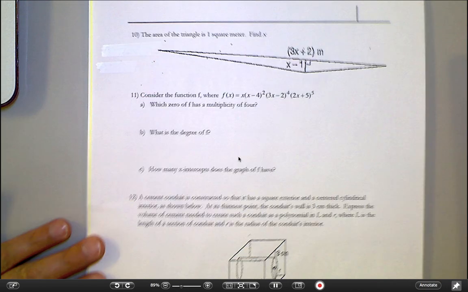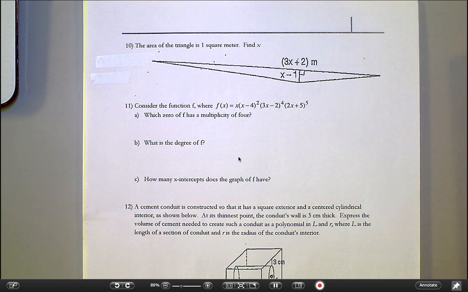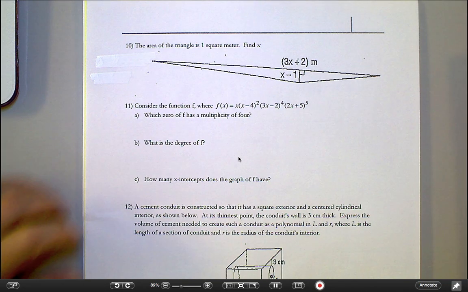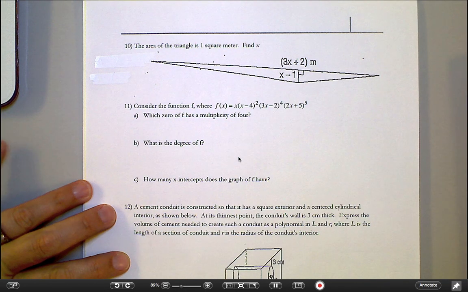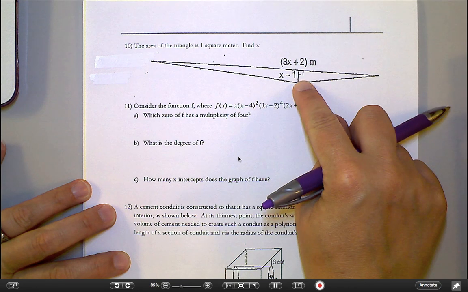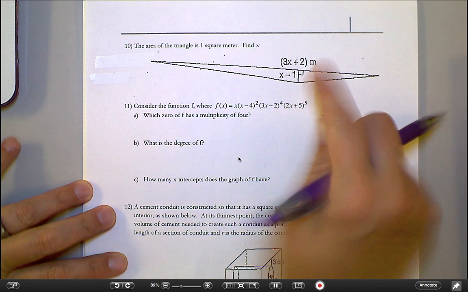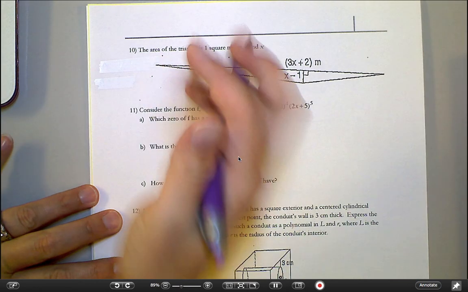Everyone. This is the third and final page of the Chapter 9 portion of the Algebra 2A exam review, starting here with number 10. Number 10 tells us this funky looking triangle has an area of 1 square meter, and we need to figure out what x is. So let's first figure out where that 1 square meter would have come from.